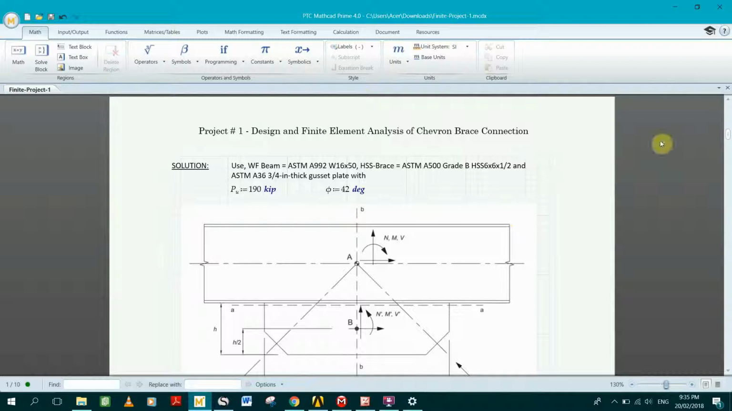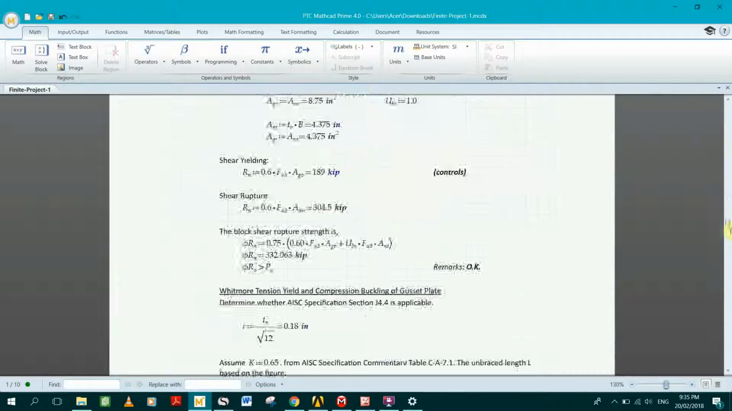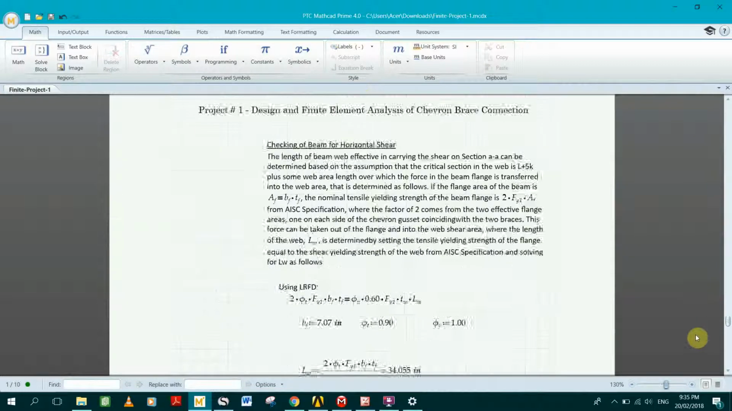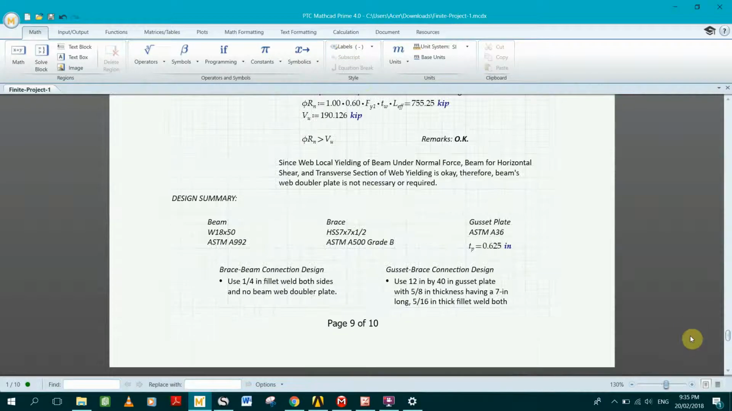So applying the calculations as necessary, the design summary is as follows. For the gusset brace connection, we will be using a 12-inch by 40-inch gusset plate with a thickness of 5/8 inch and a 7-inch long, 5/16 inch thick fillet weld on both sides. And for the brace to beam connection, to connect the gusset to the beam, we'll be using a 1/4 inch fillet weld on both sides, and we will not require a web doubler plate.